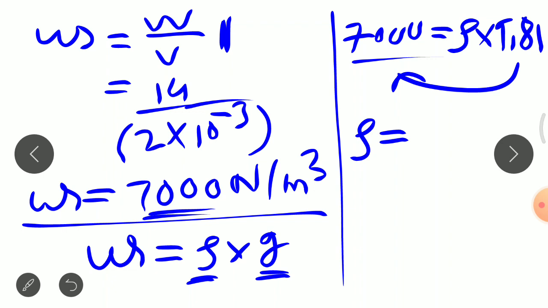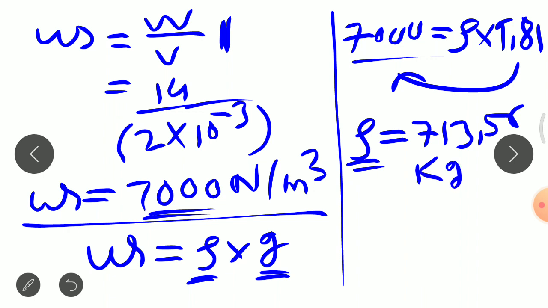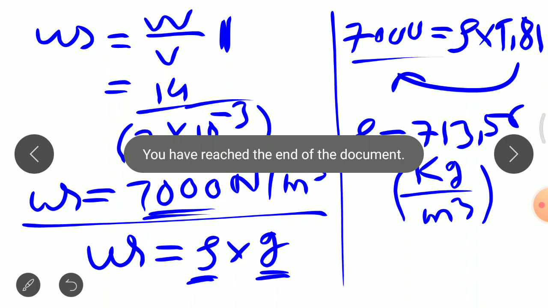It is equal to 713.56, and the unit of rho is kg per meter cube. Don't forget to write the unit. Up to here we have calculated two quantities.